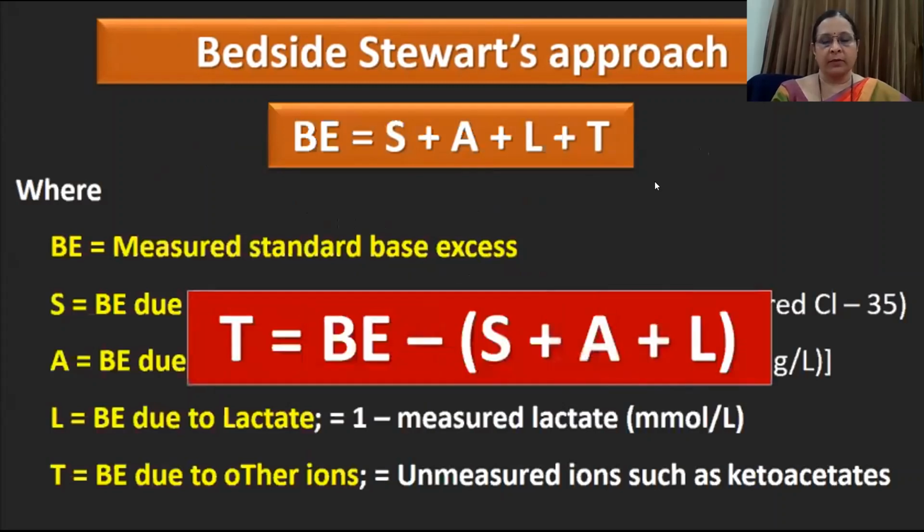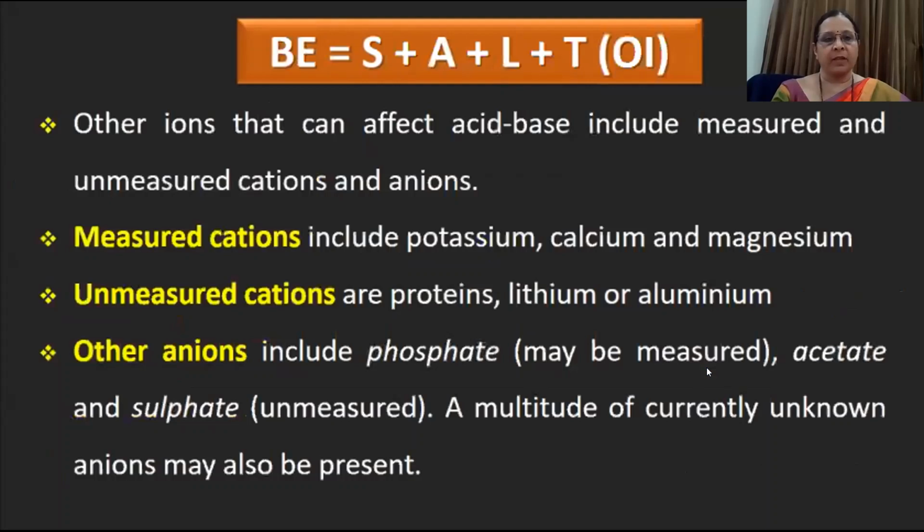So if we know base excess from your acid-base report, the ABG report, the sodium chloride effect, the albumin effect, and you can calculate lactate, what you do not know is the T, the other ion effect. So base excess is simple maths: T equals base excess minus S plus A plus L. So what are these other ions that we're talking about?